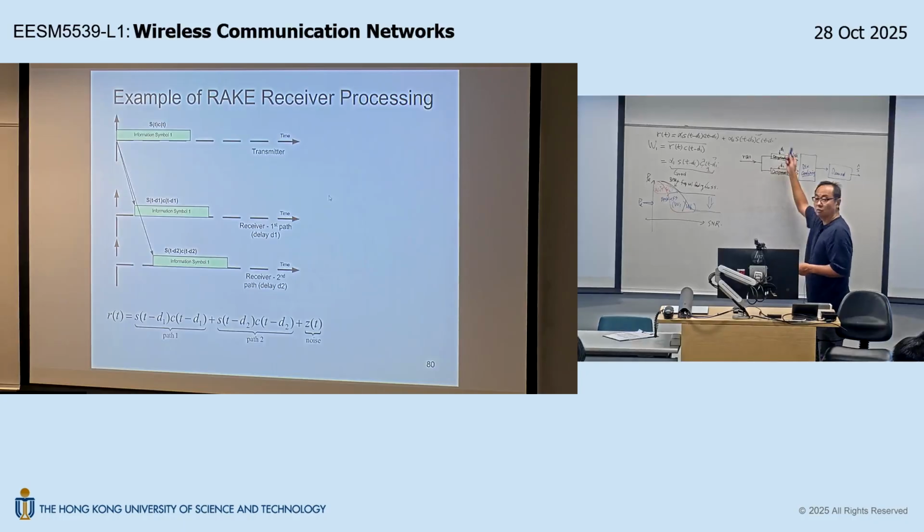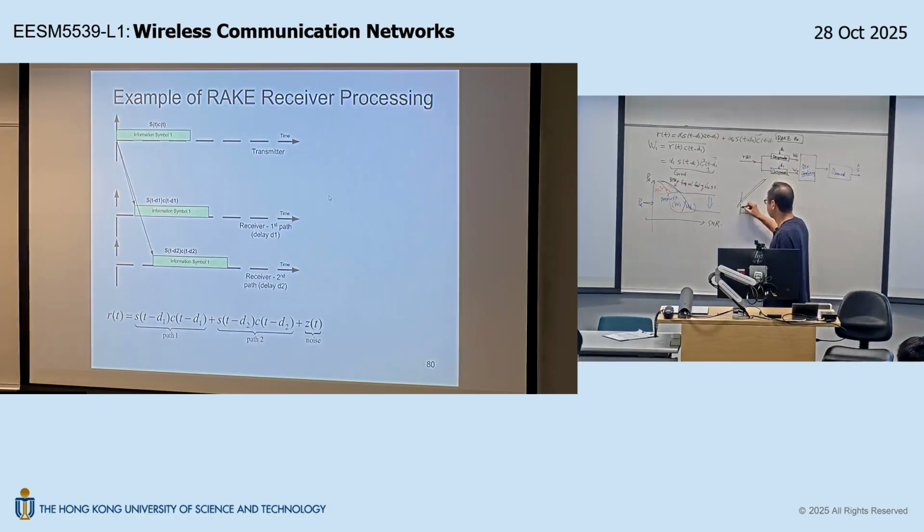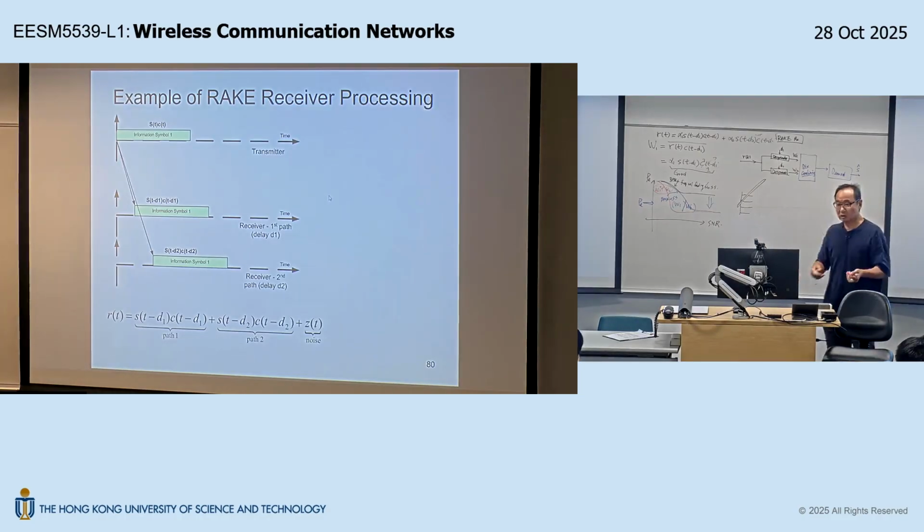And for this part, we have a name for this. This is called the rake receiver. So why is this called a rake? There's really a device called a rake. I'm not sure you know. So it's like this. Well, I hope you know what I'm drawing. It's something used for gardening. It's a long handle with this kind of fingers sticking out.